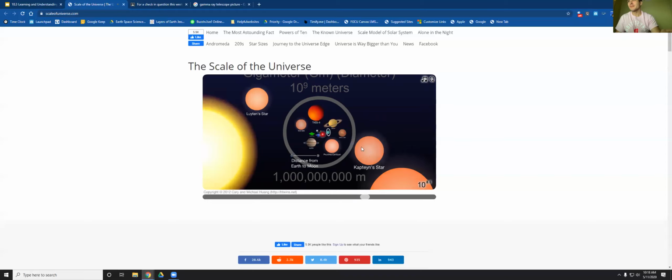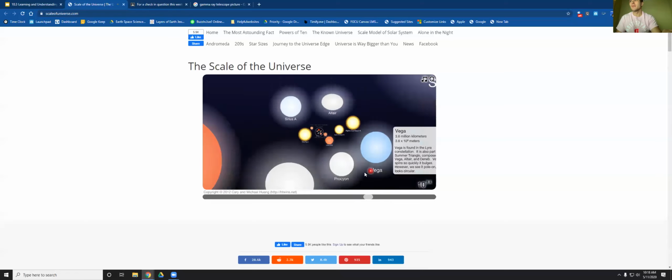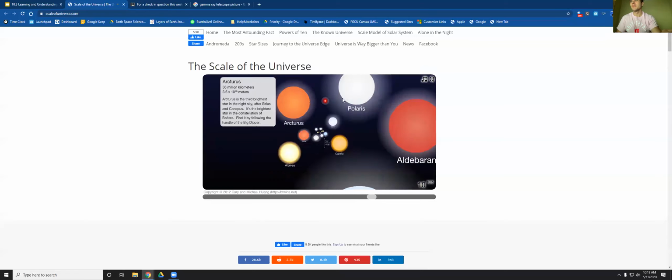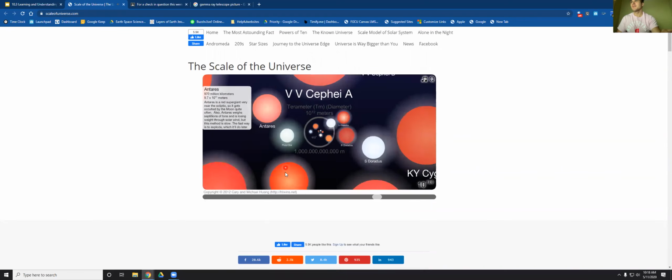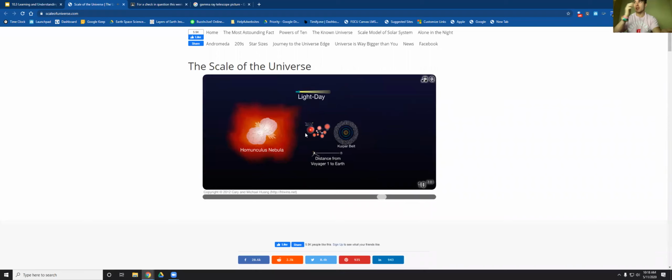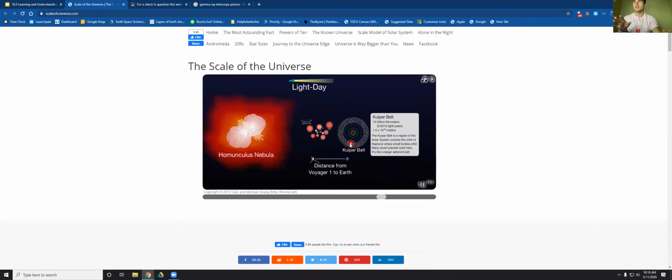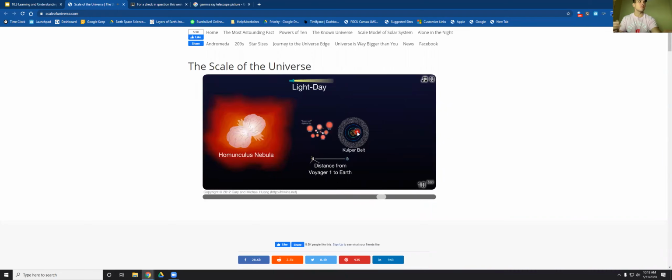You can keep going. Stars and bigger stars, and bigger and bigger. All right. So even the biggest star, which is ginormous, the Kuiper belt is what goes around our solar system. So the edge of our solar system can fit all of the biggest stars in it easily. So our solar system, remember, is huge.